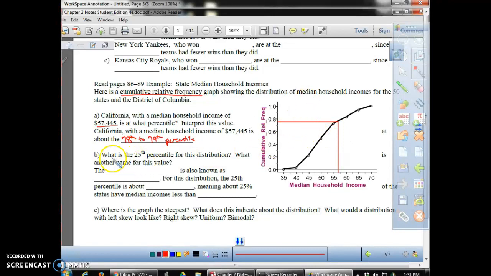Okay, so the second question is, what is the 25th percentile for this distribution, and what is another name for this value? So the 25th percentile, as I set up above, is just going to be the first quartile. So the first quartile, or Q1, is also known as the 25th percentile.